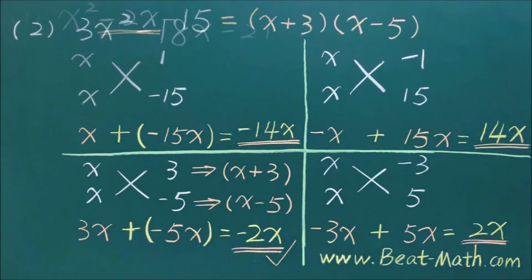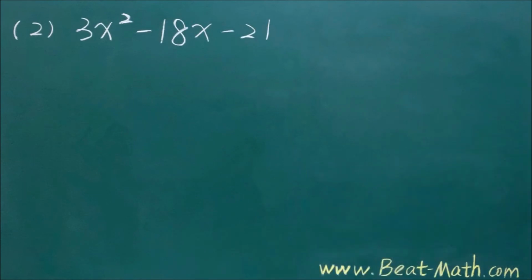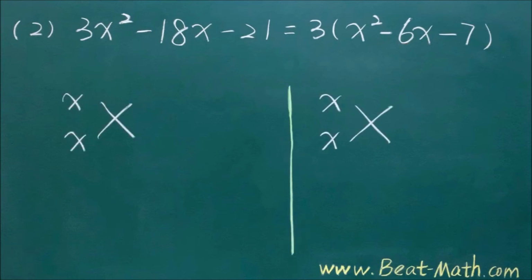Let's look at another one. 3x squared minus 18x minus 21. Keep in mind that if there is a common factor, we must first factor out the common factor before we apply the crossing method. Like this one, we must factor out 3 first, rewrite the polynomial into 3 times the quantity of x squared minus 6x minus 7. Now we can apply the crossing method.